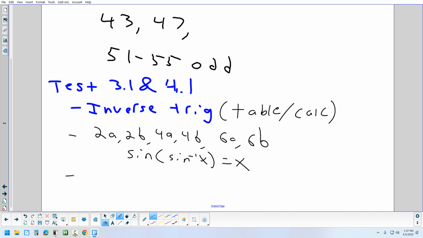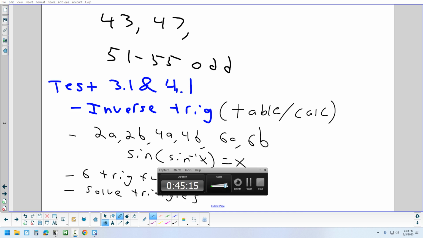What else? So 4.1, that's where you should know the 6 trig functions. So if I give you a problem and ask you to find the 6 trig functions, sine, cosine, tangent, secant, cosecant, cotangent. And the last one is solve triangles. Okay, that's where you find all the sides and all the angles.